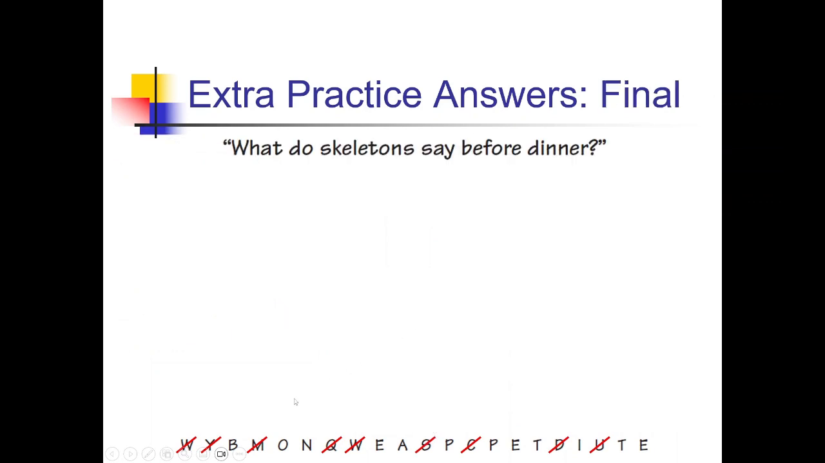And at long last, we've crossed off all the letters we could. It's time to solve the riddle, what do skeletons say before dinner? So we have a B-O-N-E, that's clearly bone. And then A-P-P-A-T-I-T-E, that's appetite, so bon appetit.